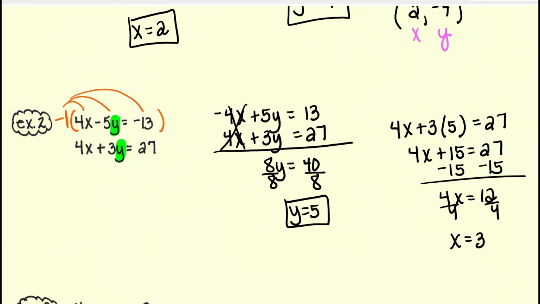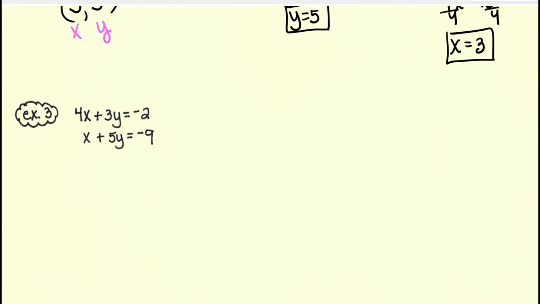X equals 3. Again, if you need to write that as an ordered pair, write it as 3, 5, remembering that it's your x variable and then your y variable. Okay, let's take a look at example 3. In example 3, I'm going to also eliminate those x's. Right now, this is a positive 4. I'm going to need a negative 4 in order for those to eliminate.